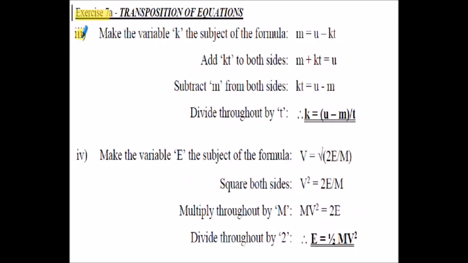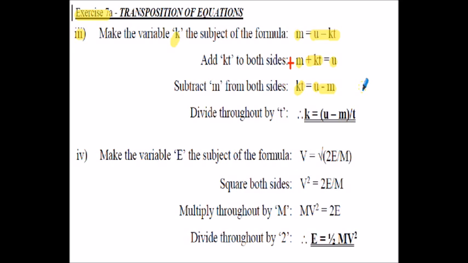Exercise 7a, part 3, we're asked to make k the subject of the formula m is equal to u minus kt. The first thing I'm going to do here is add the kt to both sides of the equation just to make it positive, because I need the variable to be positive. So m plus kt is equal to u. To get rid of the m, I've got to take it away. Don't forget that the m is positive. There's a positive in front of the m, which we don't write. So to get rid of it, I must take it away from both sides. So I end up with kt is equal to u, take away m.